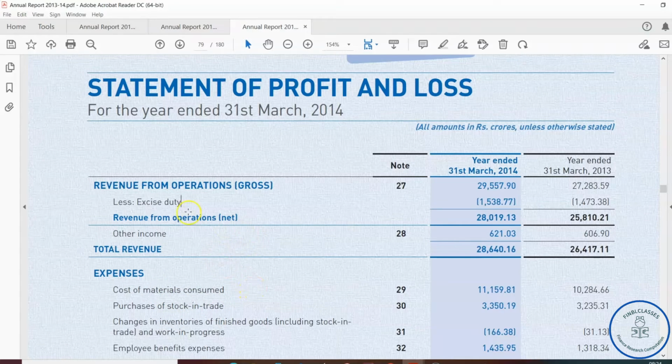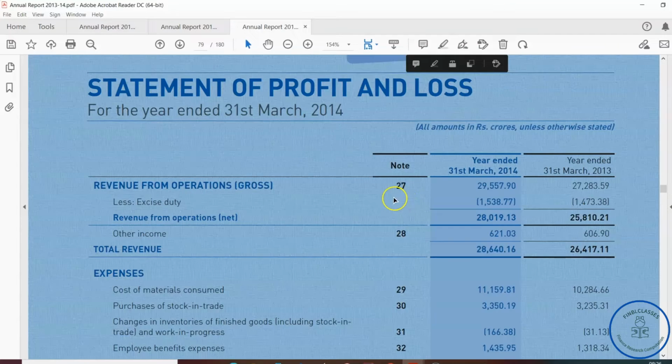The first line item that we see is the revenue from operations, which is gross. We typically call it the gross sales, right? Now here you find the gross sales for the year ended 31st March 2013 is 27,283.59 crore, and for 2014 you have gross sales of 29,557.90.